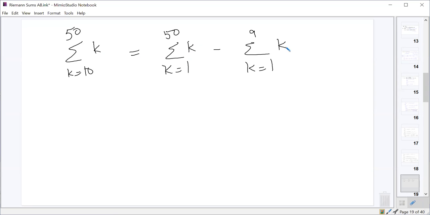Yeah, kind of. If I want to add the numbers from 10 to 50, I add up all the numbers from 1 to 50, and then subtract the numbers from 1 to 9. So this would be 50 times 51 over 2 minus 9 times 10 over 2. Whatever that comes out to be, I don't know, but hopefully that makes sense.